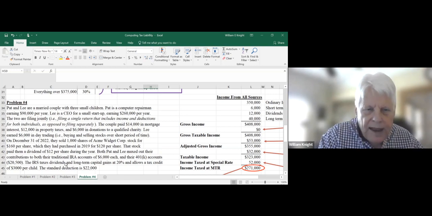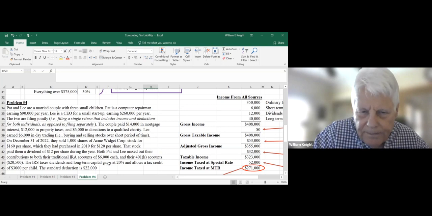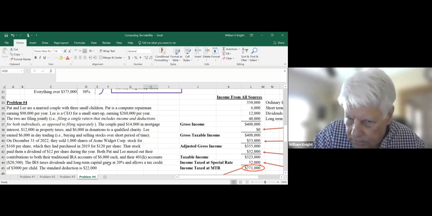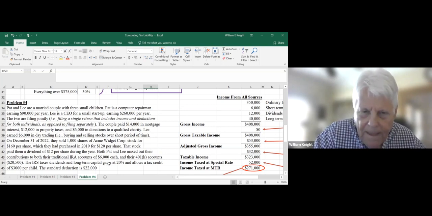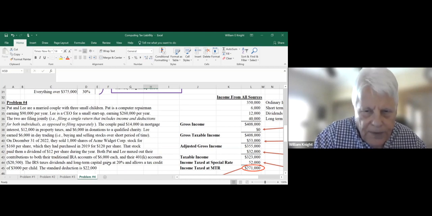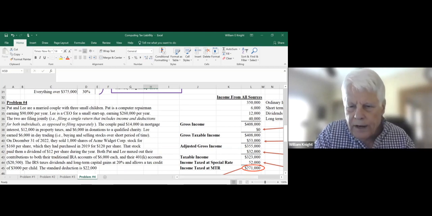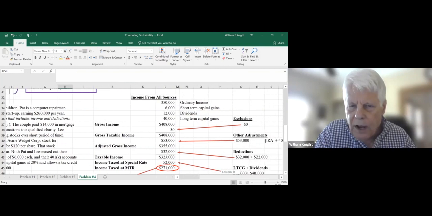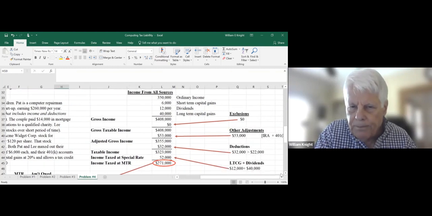Now, the IRS taxes dividends and long-term capital gains at 20%. In reality, it's much more complicated than that, and allows a tax credit of $3,000 per child. The standard deduction is $22,000. So let's look at this table over here and see the breakdown of their income.